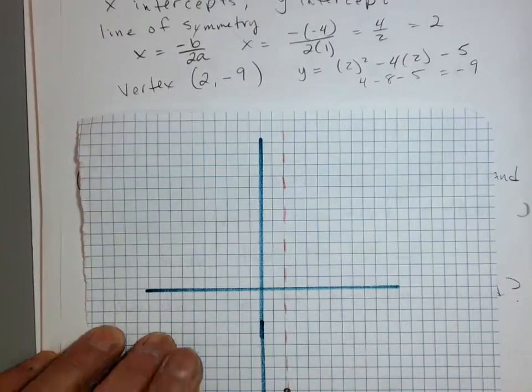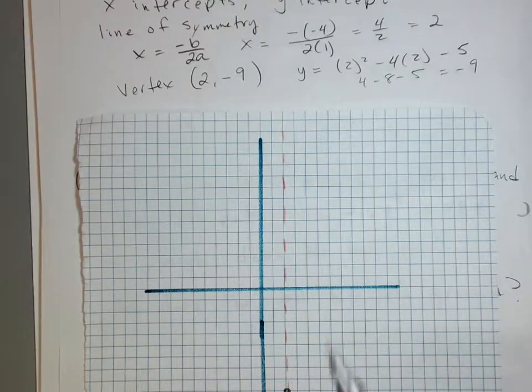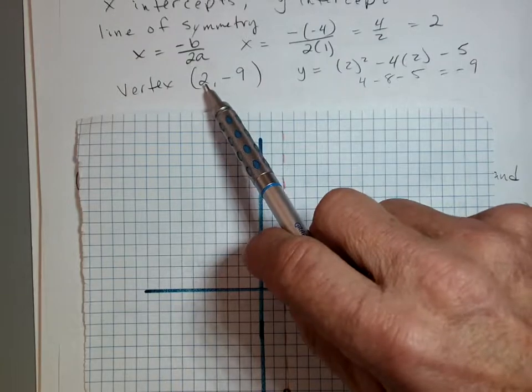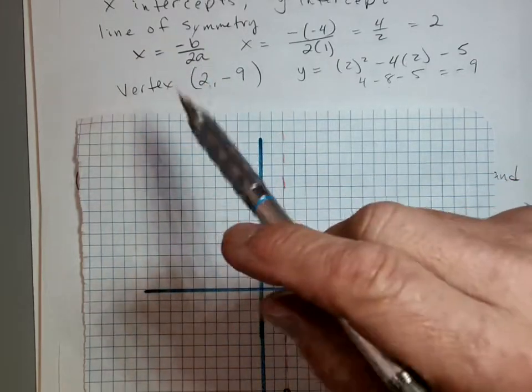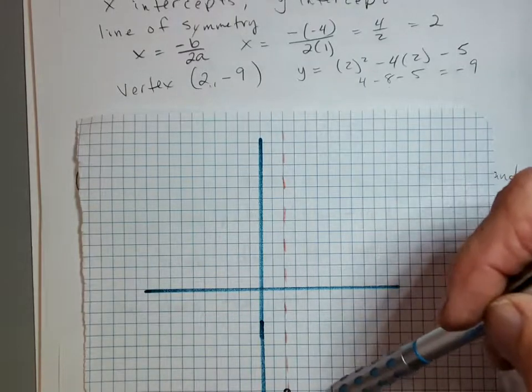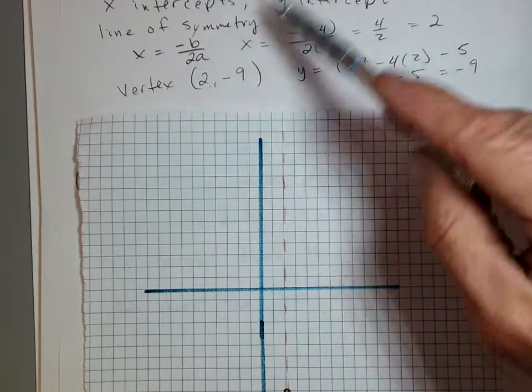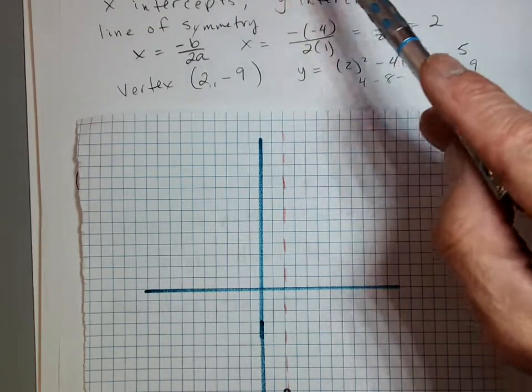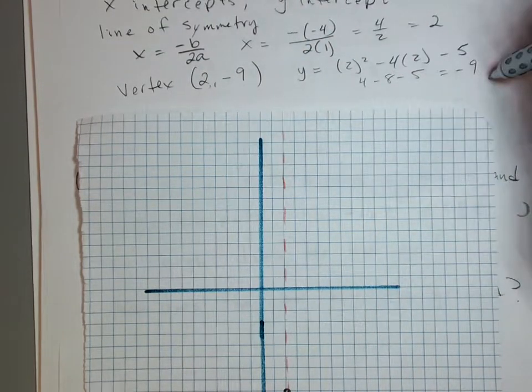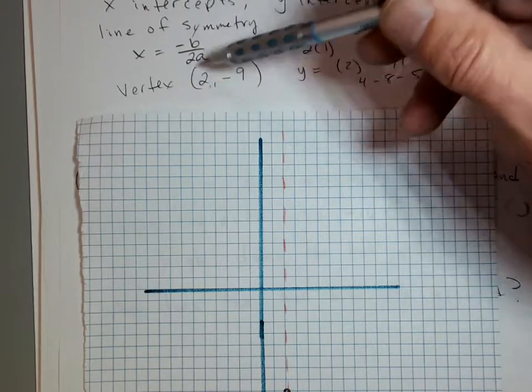Okay, go ahead. So I found my 2 from my negative b over 2a. My vertex has to be on my line of symmetry. Has to be. So I took my 2 and plugged it into the equation for x to find its corresponding y value. I did that, and I got negative 9. So my vertex is at (2, -9).